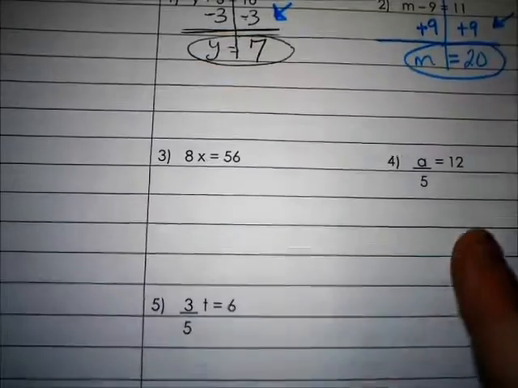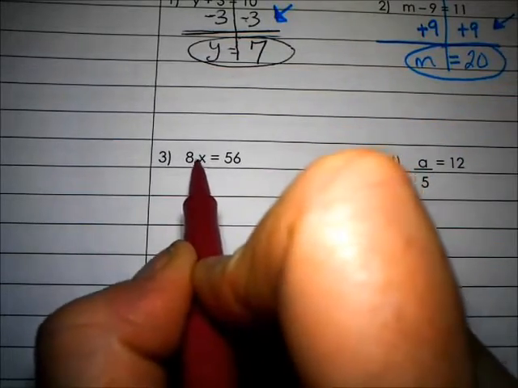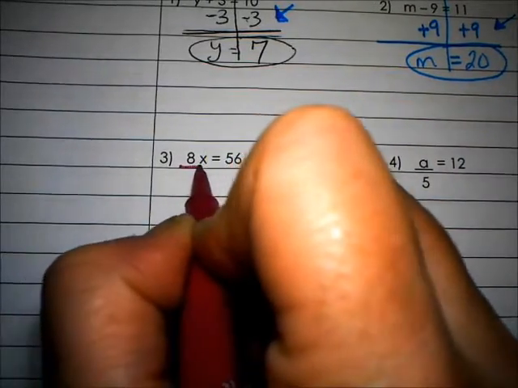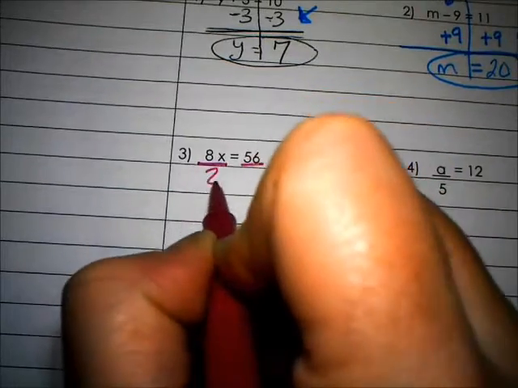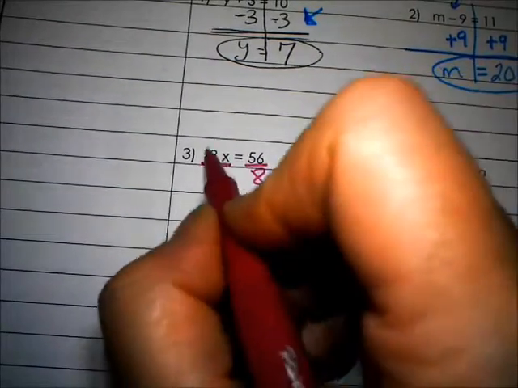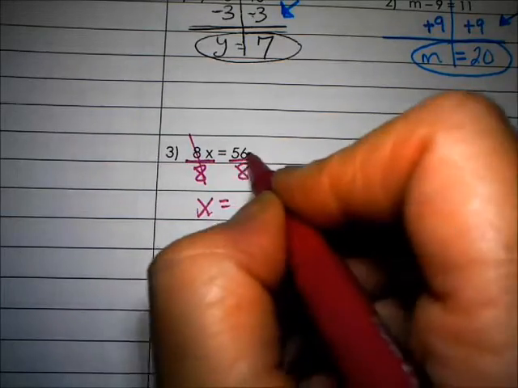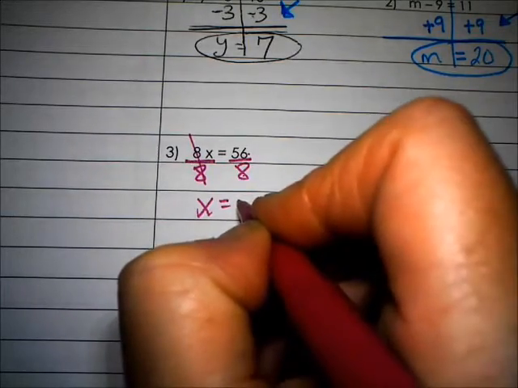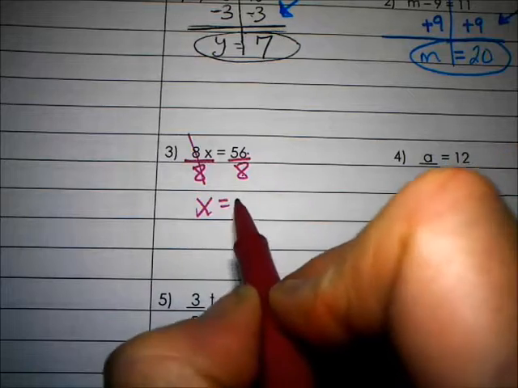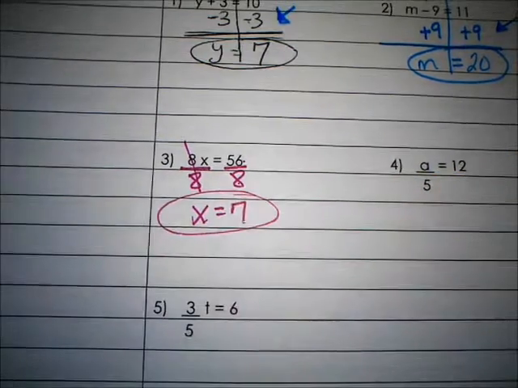On number 3, this is 8 times x. The opposite of multiplying is to divide. So I'm going to divide both sides, and that gives me x is equal to 56 divided by 8, which is 7.